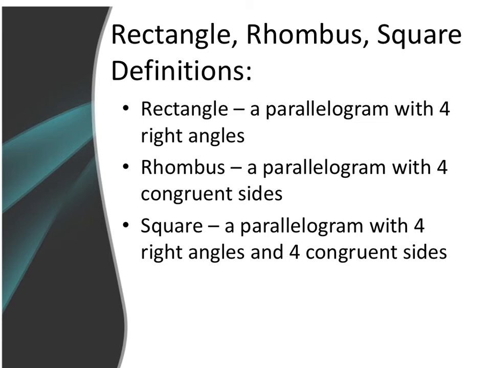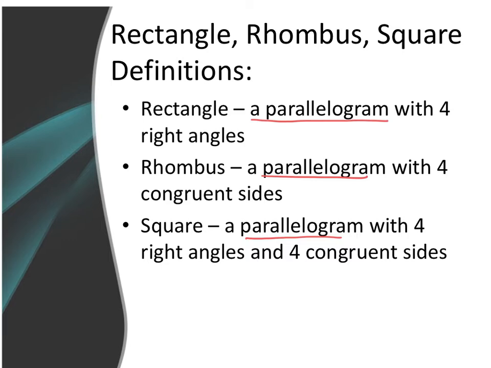The definition of a rectangle is a parallelogram, but what we're going to add to it is that it also has four right angles. A rhombus is also a parallelogram, but what we're going to add to that is that it has four congruent sides. And then a square is still a parallelogram, but it's going to have four right angles and four congruent sides.